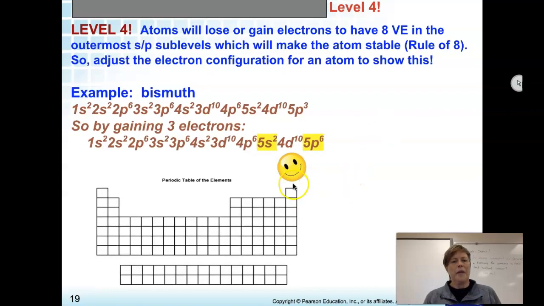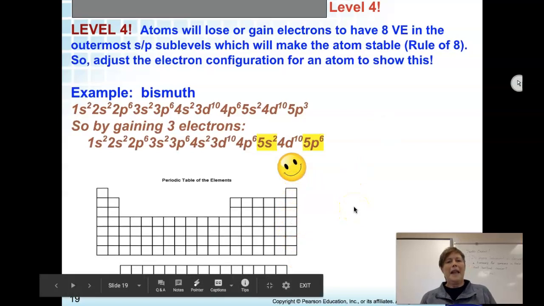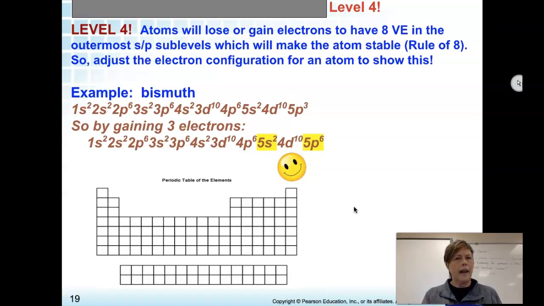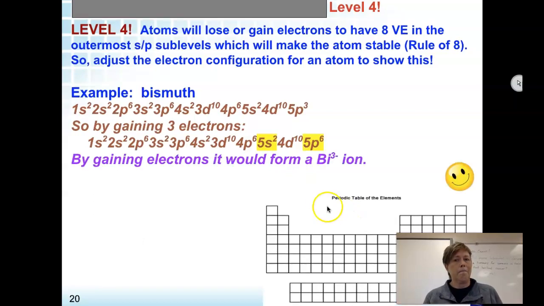We're now with the rest of the happy guys. So now I've gained 3 electrons. If I gain 3 electrons, what ends up happening to my charge? Well, if I gain 3 negatives, I become -3. So I'm a -3 ion.